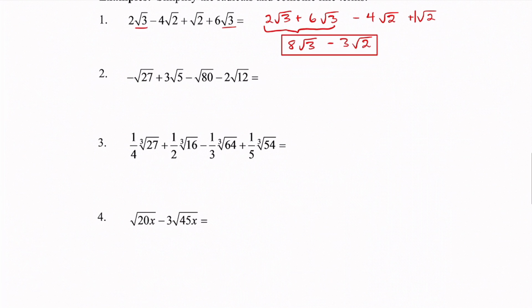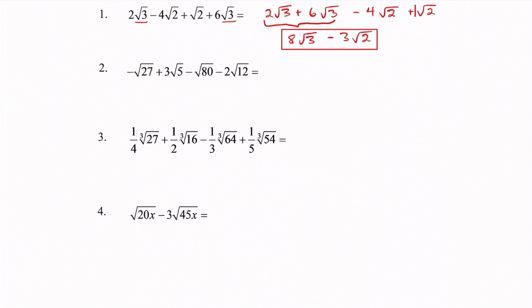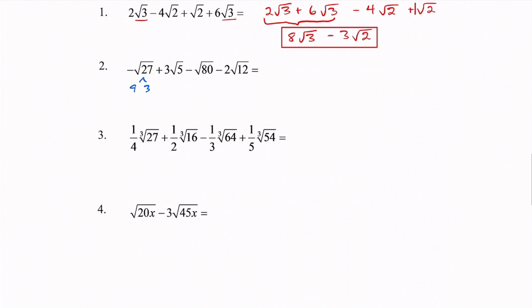Now with number 2, none of these look alike. I got a root 27, a root 5, a root 80, and a root 12. So none of them are the same, so I'm going to have to simplify first. So 27 I'm going to break down into 9 times 3. And the square root of 9 is 3. So a 3 is going to be able to come out. So I'm going to have negative 3, and then there was the 3 still stuck inside.